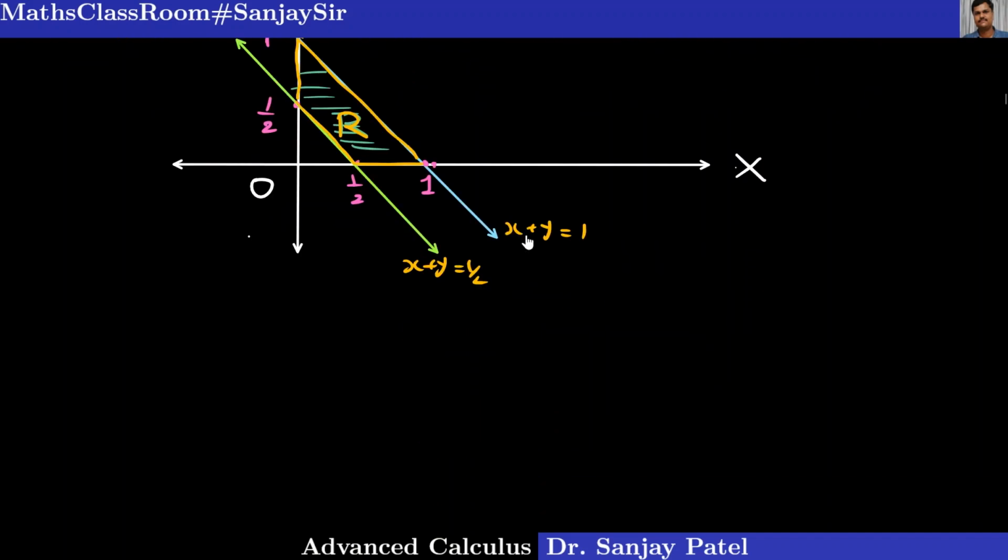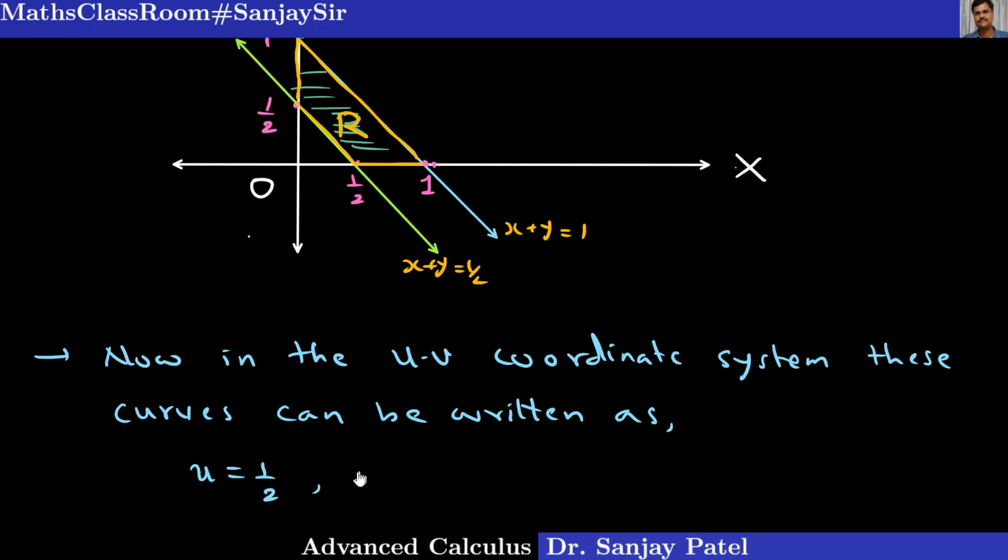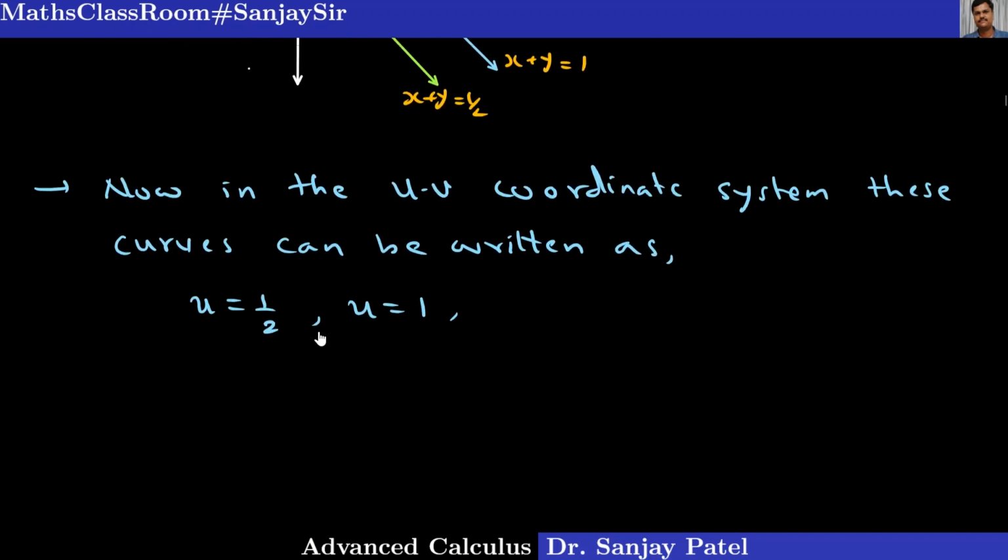And now in the UV coordinate system, these curves can be expressed as, or can be written as, x plus y is equal to 1/2. We have taken x plus y is equal to 1/2, so u is equal to 1/2 and u is equal to 1. Okay. And it is also bounded between these two axes, that is x equal to 0 and y equal to 0, the x-axis and y-axis.